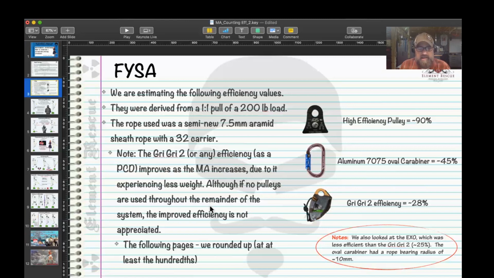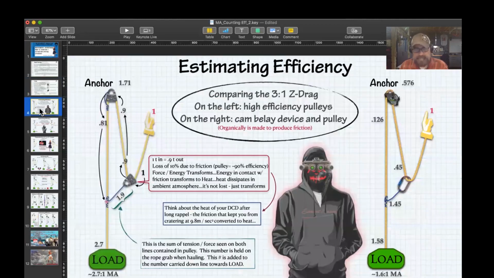So that being said, on the following pages, we actually rounded up to at least the 100 spot. It can get a little goofy doing what we're doing, and it will wear you down mentally and physically. So I've got a calculator out here. We'll run through this first set, and then from there on out, we'll have those numbers, and we can talk about that a little bit.